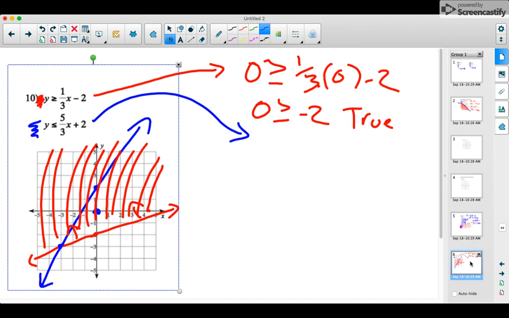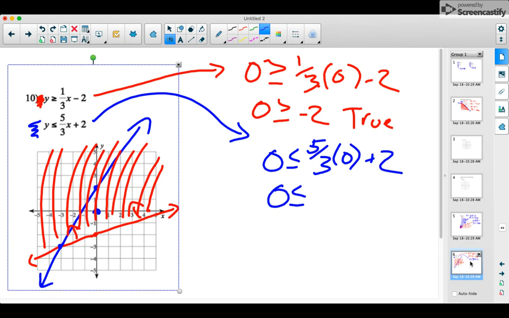Checking in the other equation, 0, 0. So 0 is less than or equal to 5/3 times 0 plus 2, or 0 is less than or equal to 2. Again, true or false? Absolutely true. 0 is smaller than 2, like it says. So again, I'm going to shade towards 0, 0. So my picture, this way.